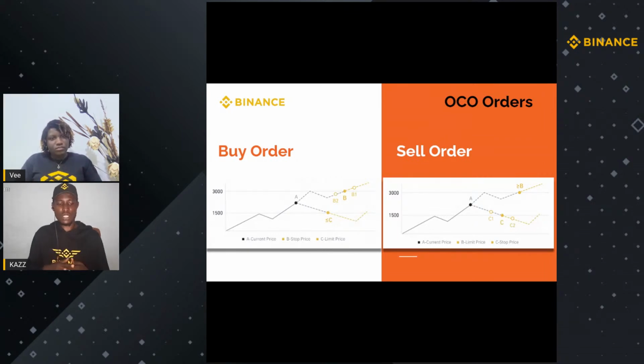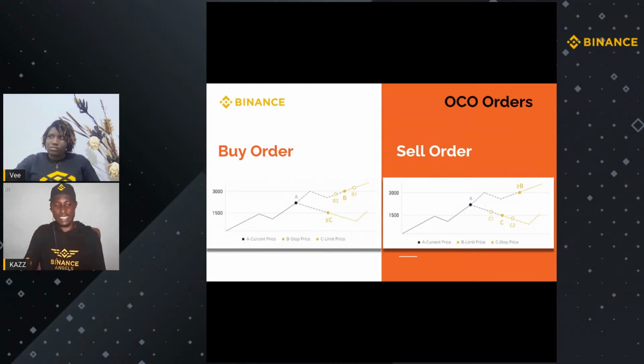For example, now the stop limit will be triggered when the price goes up to point B, which is around 3,000, and the limit order will be cancelled simultaneously. So the moment either the limit order or the stop limit order is executed, the other one is cancelled.